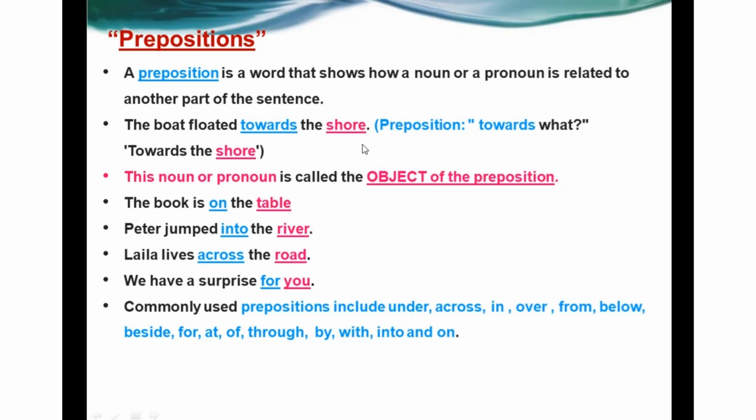Students, there is one more way to find the object. First you pick out the preposition from the sentence. Then you ask the question what. For example, in this sentence you don't know what the object is, but you do know the preposition. The preposition is towards, right students? So you will ask, towards what? What answer will come to your mind? Towards the shore. Understood, students? Shore is our object. Shore is our noun also. It can be a noun, a proper noun, or a pronoun.